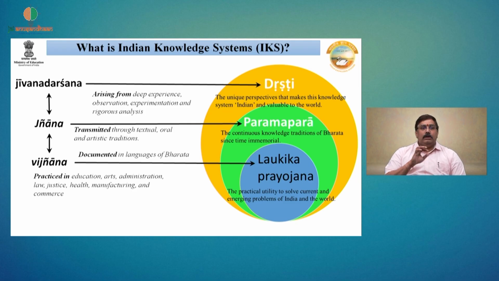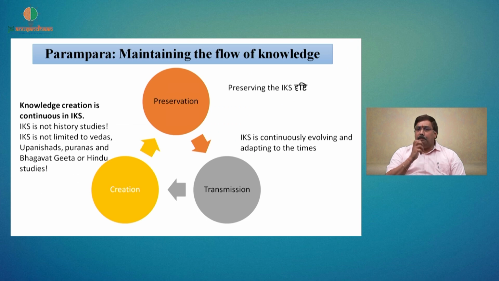And then when you think about the parampara, the knowledge tradition, it actually consists of three parts. The first thing we normally talk about whenever we talk about maintaining the flow of knowledge, Jnana Dhara, Parampara, Jnan Ki Ganga, as they say, is firstly about preservation, of course, because we want to preserve our manuscripts, we want to preserve our culture, and that is good. But more important, more fundamental is that we need to preserve the drishti, the perspective, because that is completely associated with the Jivana Darshana. What makes this knowledge system Bharatiya or Indian is essentially that drishti.